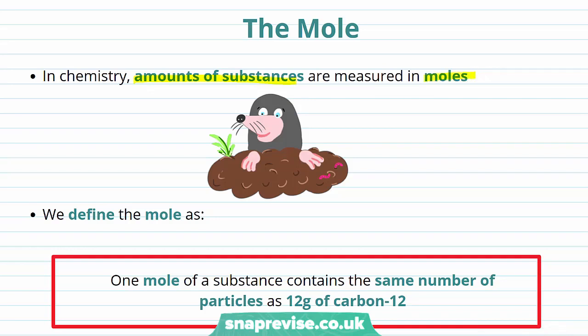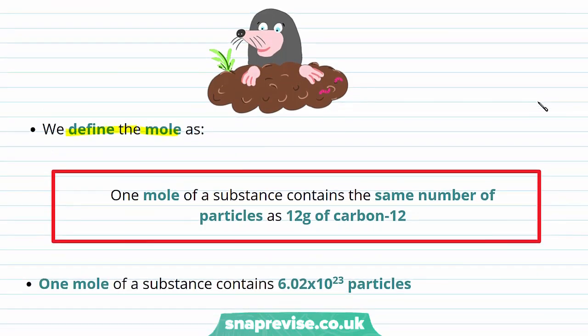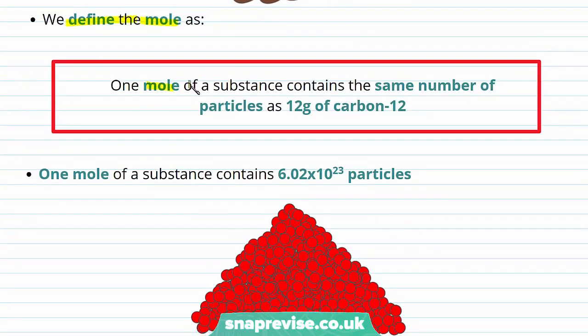All the particles involved in chemistry are so small that most chemical reactions involve millions or billions of them. The mole is a really useful measure as it allows us to work out the number of particles that are involved in a chemical reaction, without needing to detect or measure them directly. We define the mole using a standard definition, which is that 1 mole of a substance contains the same number of particles as 12 grams of carbon-12.